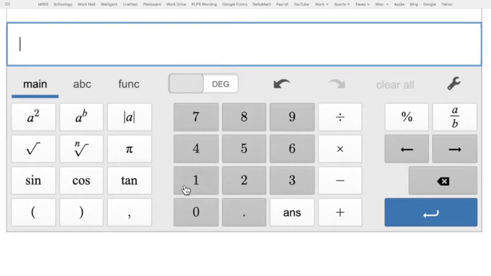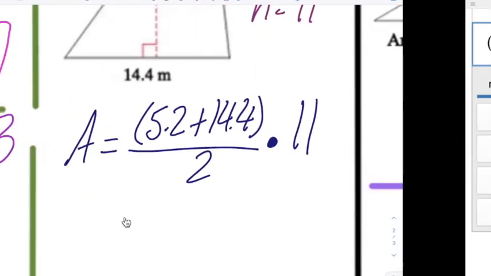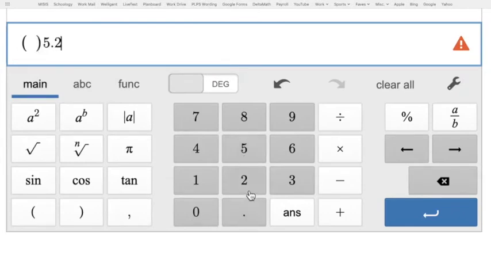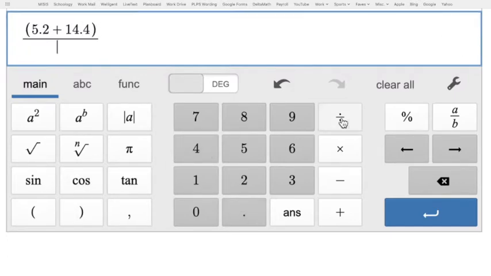Right? So, parentheses, what is it again? 5.2 plus 14.4. 5.2. There we go. 5.2 plus 14.4. And the whole thing divided by 2.